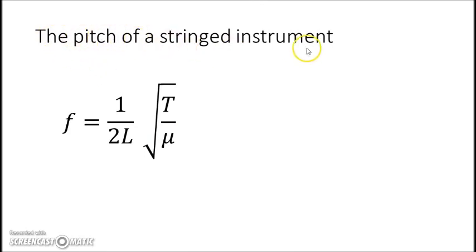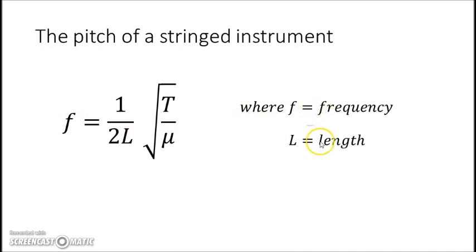Now, the pitch of a stringed instrument is given by this formula. I like this formula because the only number in it is a 2, which is nice and easy. Or, sorry, a half, making it nice and easy. So the frequency is a function of the length of the string, the tension of the string, and the density of the string.